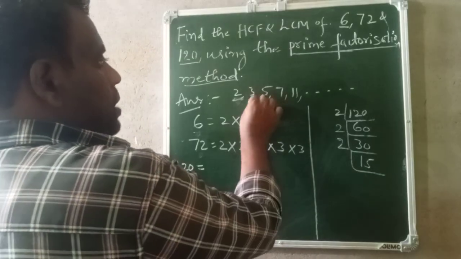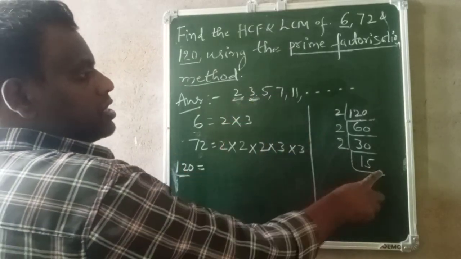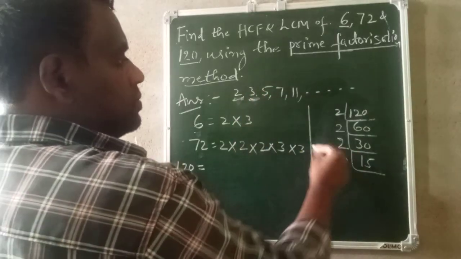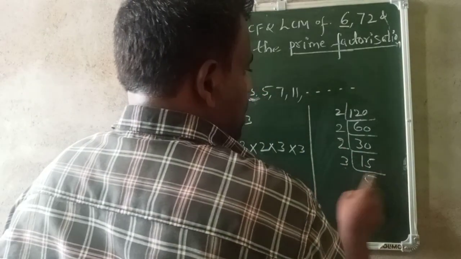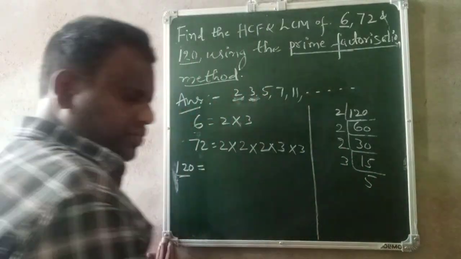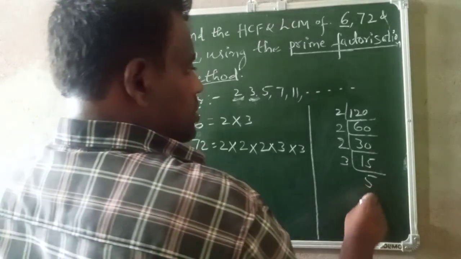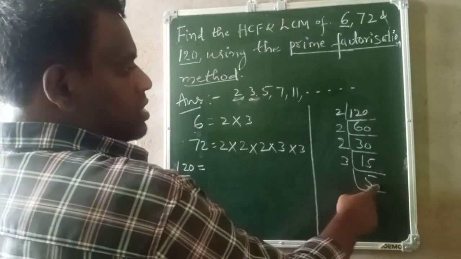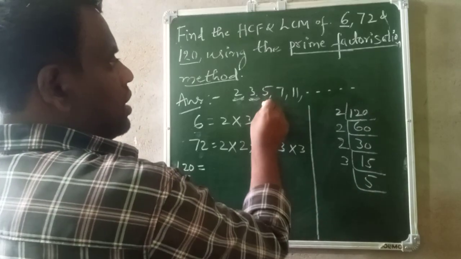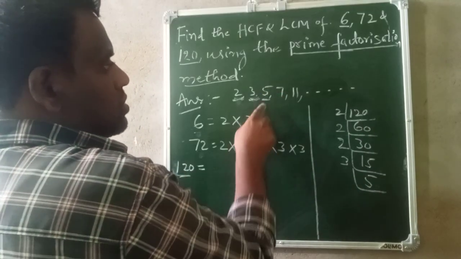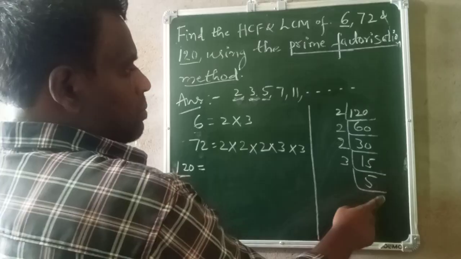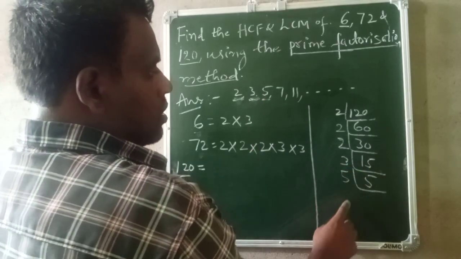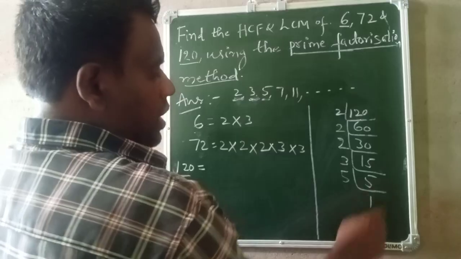So I will take the next prime number. See, this 3 can divide this 15 completely. So I will take this 3 and write it here. Now 3 fives are 15. For this 5, put it like this. This 3 cannot divide this 5 completely, so the next prime number is 5. This 5 can divide this 5 completely, so I will write this 5 here. Now 5 ones are 5.